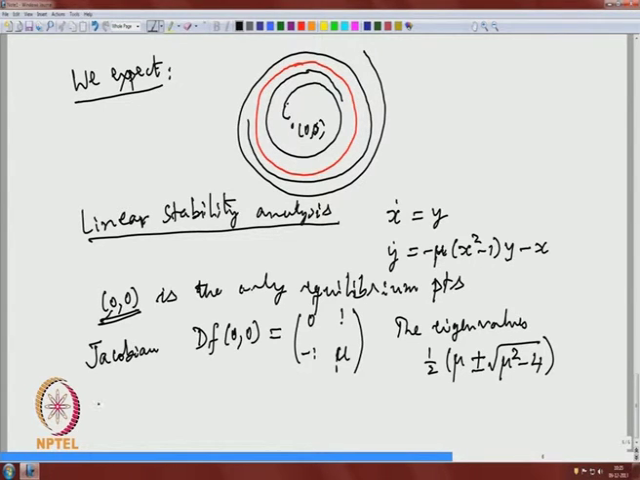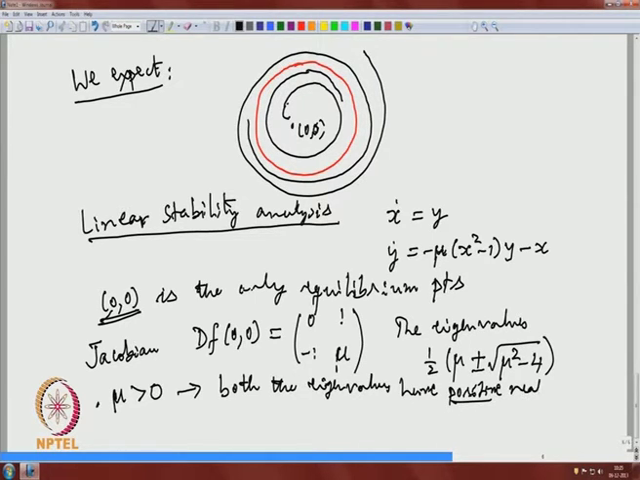So, you see that when mu is positive, this always dominates, and so both the eigenvalues have positive real parts. So, hence unstable. Okay.